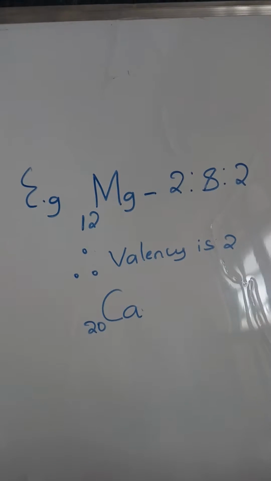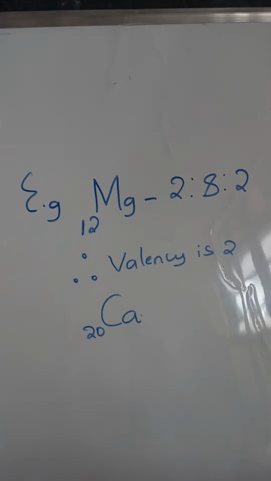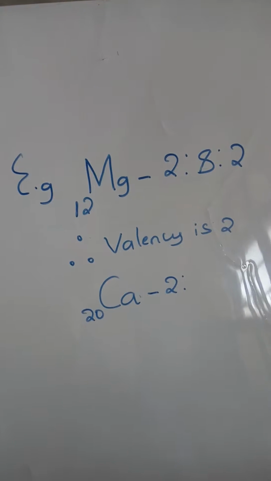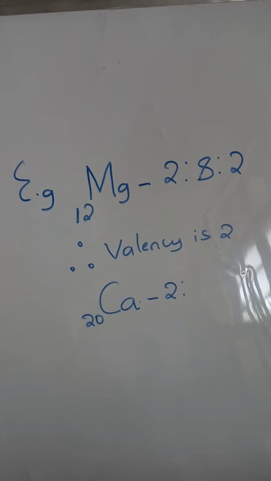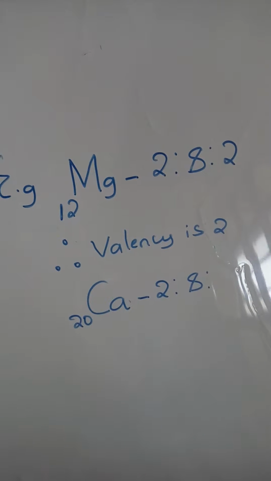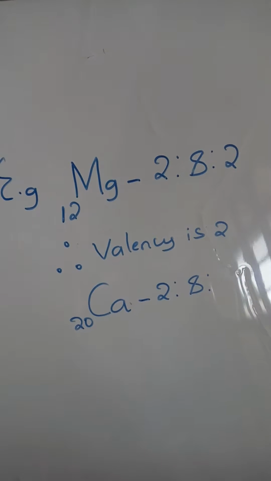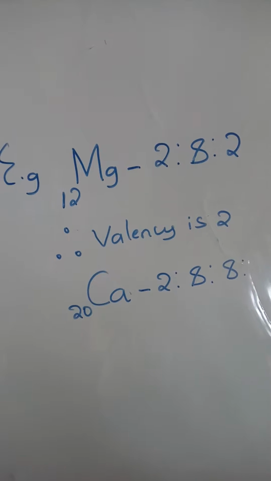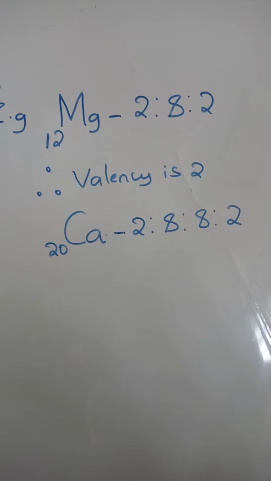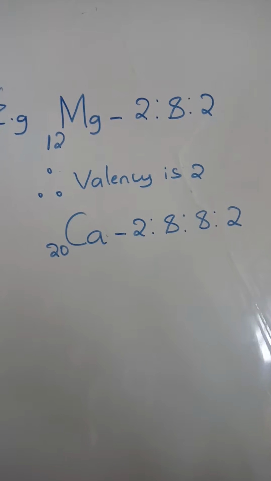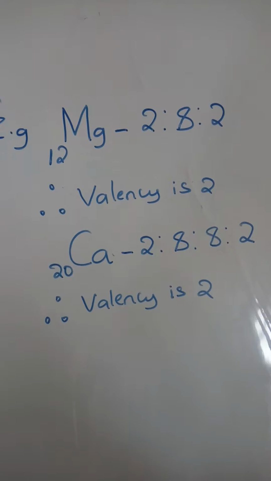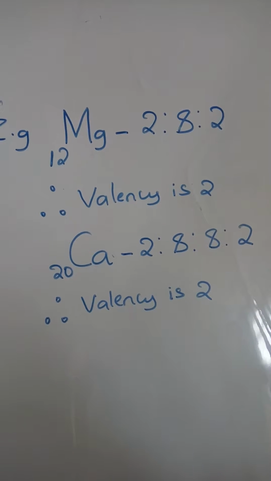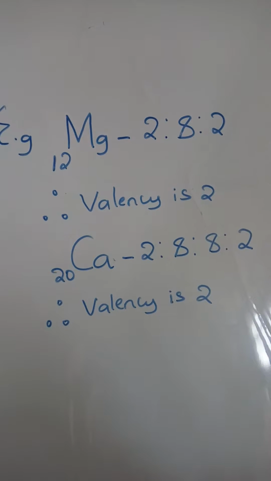And calcium with 20 electrons, the innermost shell is occupied by 2 electrons, the second shell is occupied by 8 electrons, the third shell is occupied by 8 electrons, and the outermost shell is occupied by 2 electrons. Therefore, the valence of calcium is equal to 2.